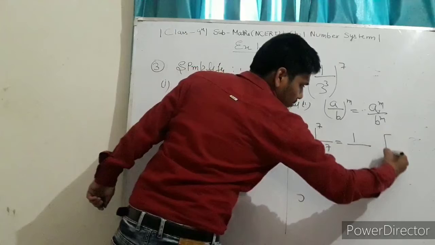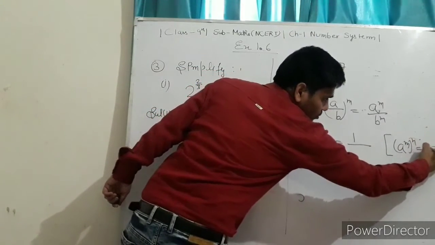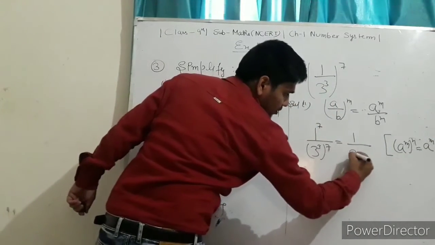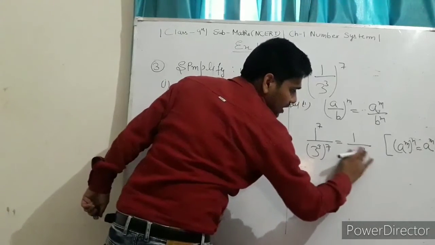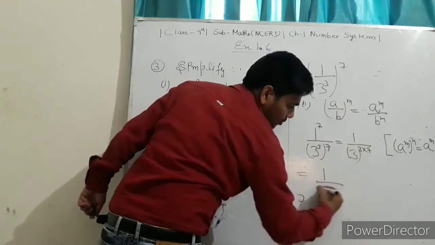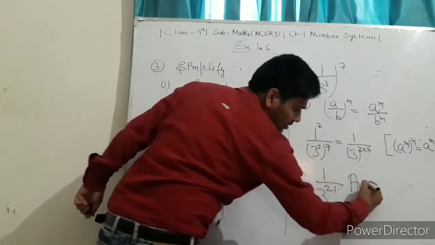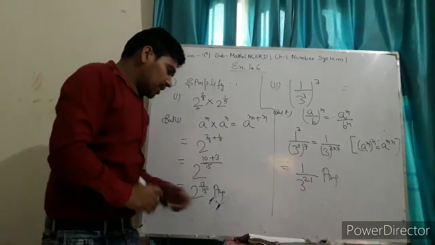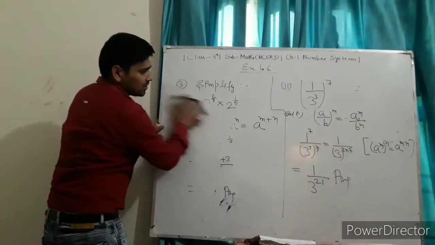Similarly, again you have a raised to power m raised to power n is equal to a raised to power mn. So this is 3 raised to power 3 into 7, this is 21. So this is 1 upon 3 raised to power 21. This is your result. I think you have understood these two parts, and I am going to solve the next two parts remaining. Okay, student.